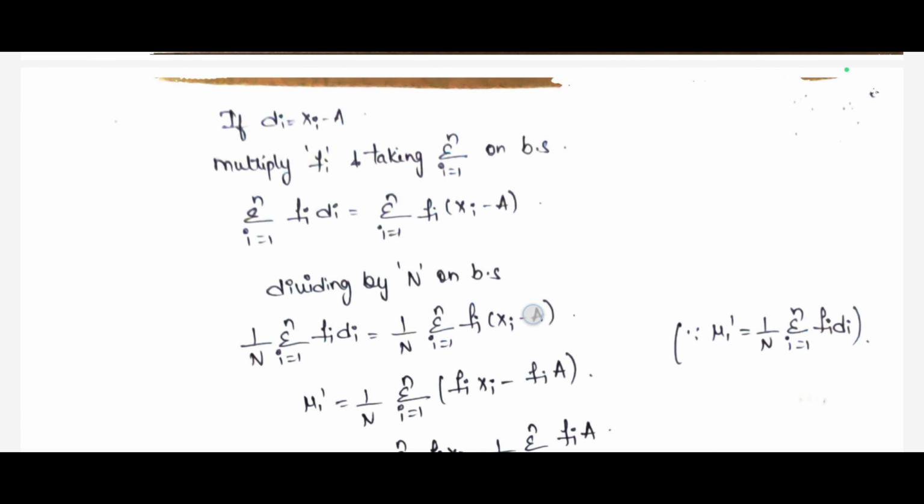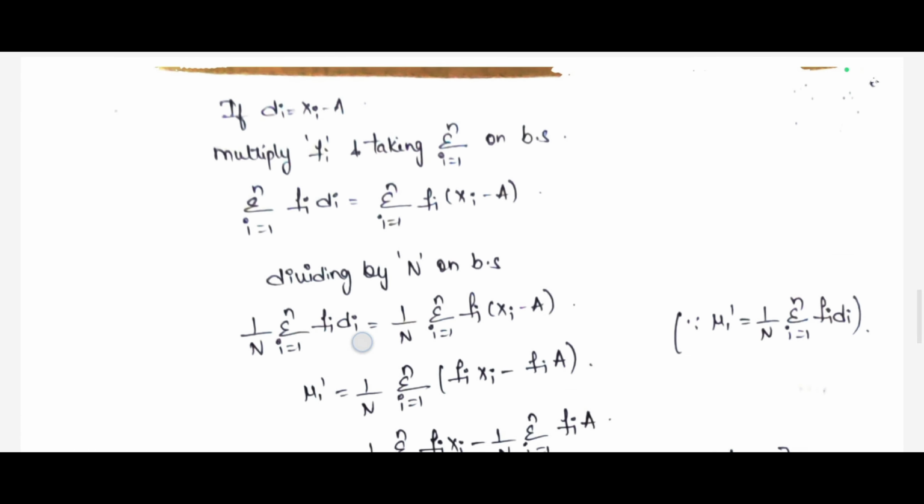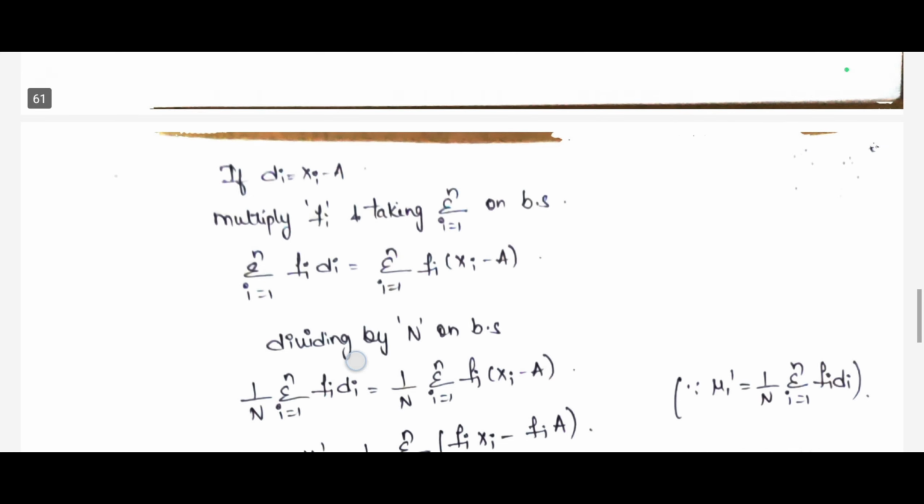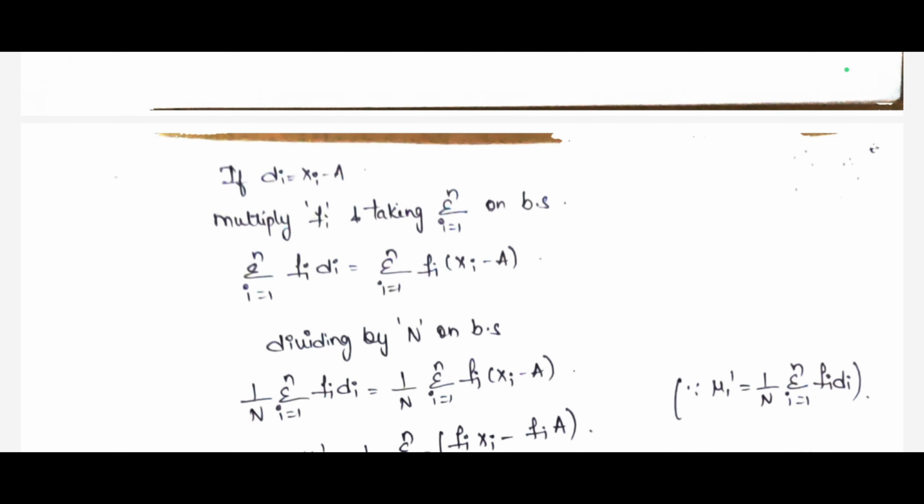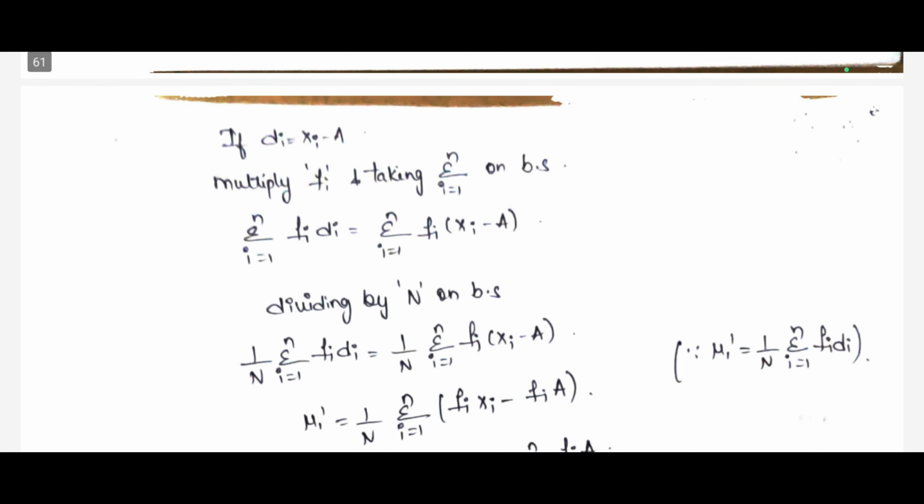That is, di equals xi minus a. Multiply by fi and take the summation, i runs from 1 to n, on both sides. So fi di is equal to the summation of fi into (xi minus a). Then dividing by capital N, we will get 1 divided by capital N and so on, which brings you the mu1 dash formula.